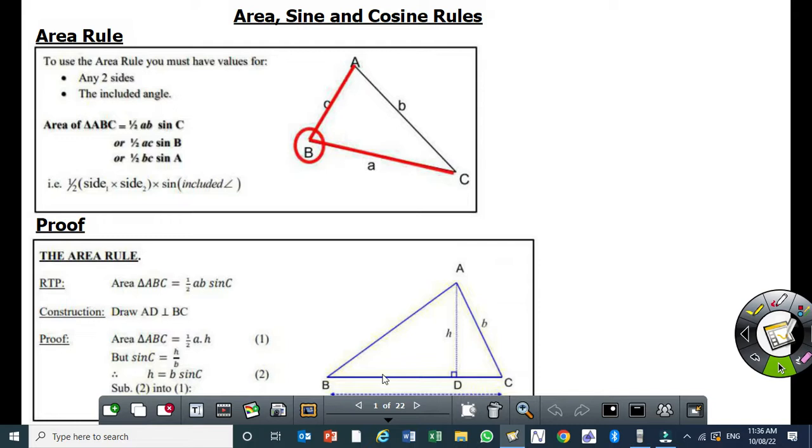Okay, so the area rule is another way of calculating the area of a triangle. At this stage, you have used half base times height to calculate the area of a triangle. Now, there's a new formula which has some trigonometry, which is called the area rule. We also talk about the sine rule. We also talk about the cosine rule.